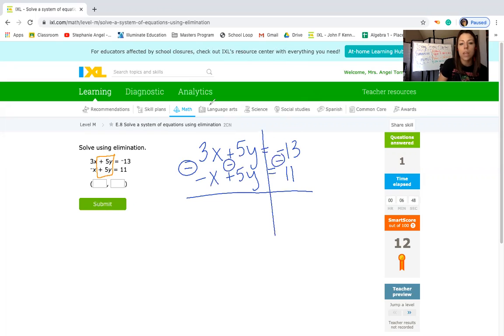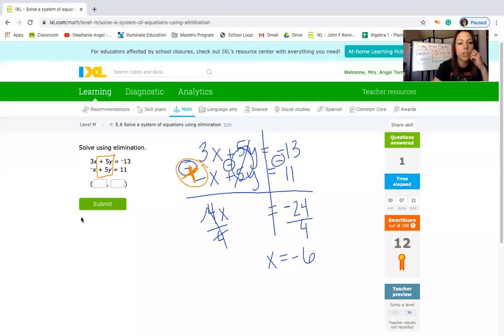And here we go. 3x, now here's the tough part, 3x minus negative x. Subtracting a negative is equivalent to adding. Remember that. So really, this is equivalent to 3x plus x, which is a grand total of 4x. That's a tough one. 5y minus 5y is 0. That's good. Equal sign on the line. Negative 13 minus 11 is negative 24. Divide both sides by 4. That creates a big one factor, and x equals negative 6.